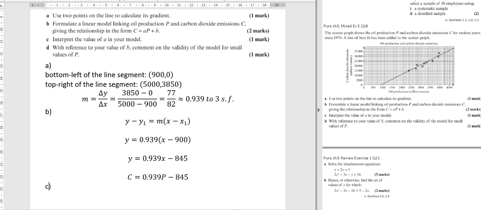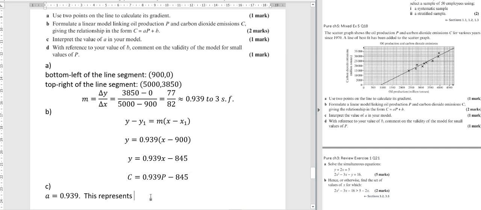We're now on part C, which has asked us to interpret the value of A in your model. This is the value of A. A is 0.939. In general, when you're asked to interpret values for a straight line, you need to think in terms of the definition of gradient and intercept. So the gradient tells you the rate at which y changes as x changes. We used it to calculate the gradient in the first place. But in this context, that means the rate at which c changes as p changes. So for every 1 increase in p, there will be an m, or in this case 0.939, increase in c.